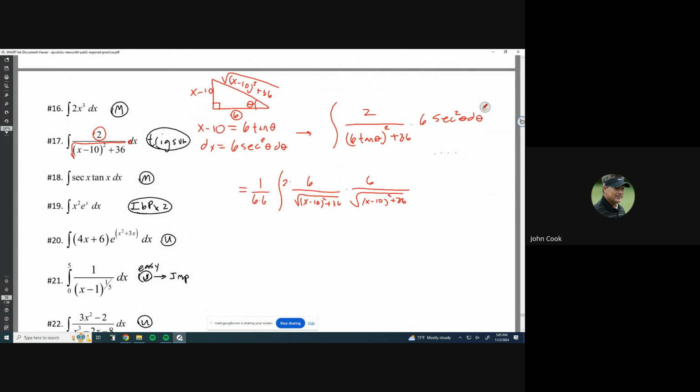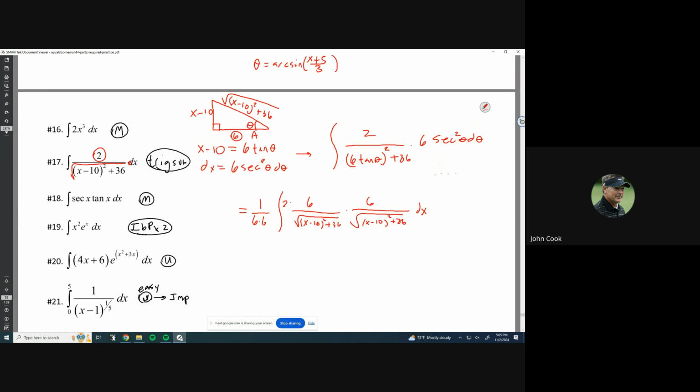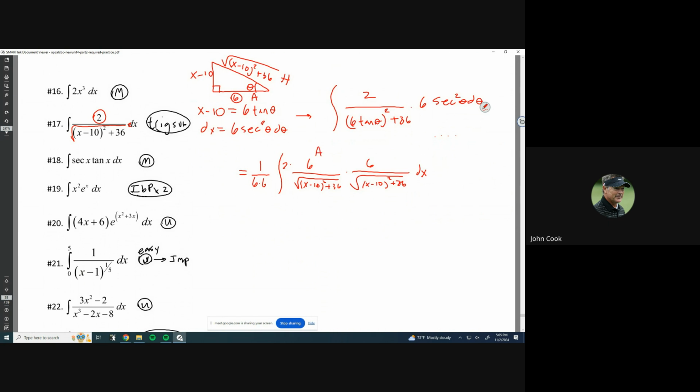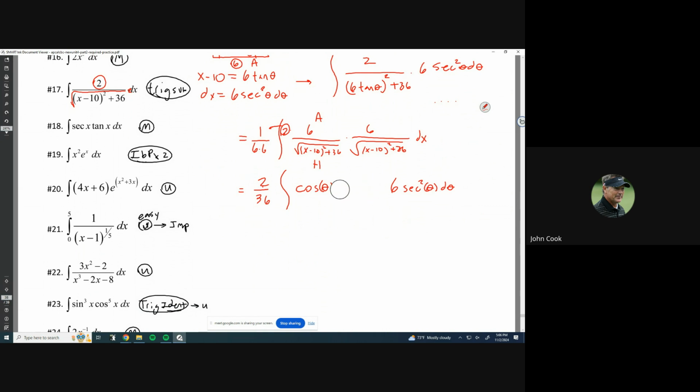Okay, so what ratio is this? 6 over the square root of something. So 6 is the adjacent side, and the square root of whatever is the hypotenuse. So it's adjacent over hypotenuse, which is a cosine. So this becomes 1 over 36 times 2, because I moved that 2 up front, and then adjacent over hypotenuse is cosine, so it's going to be cosine of theta. And that's also going to become a cosine of theta. And then dx becomes 6 times the secant squared of theta d theta. Now remember, cosine times cosine is cosine squared.